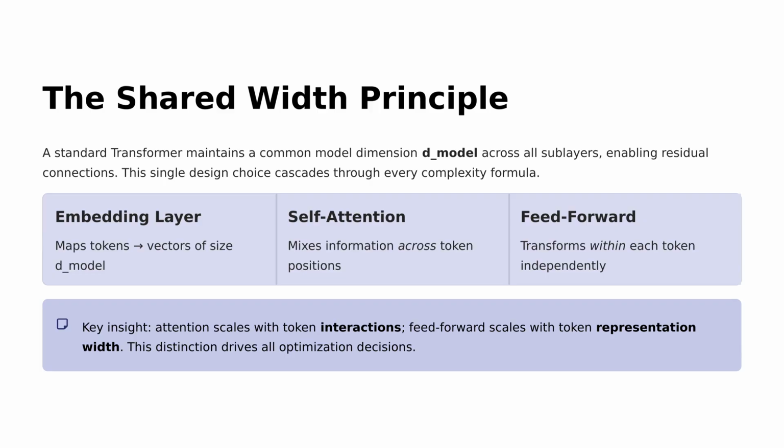In a standard transformer, every sublayer uses the same model dimension, D model, which makes residual connections possible, and also shapes every complexity formula. The embedding layer maps tokens into that shared width, self-attention mixes information across positions, and the feed-forward network transforms each token independently. So the big distinction is this: attention scales with token interactions, while feed-forward scales with representation width.